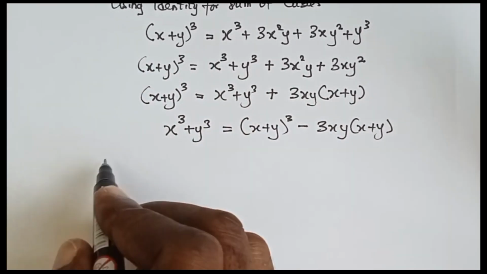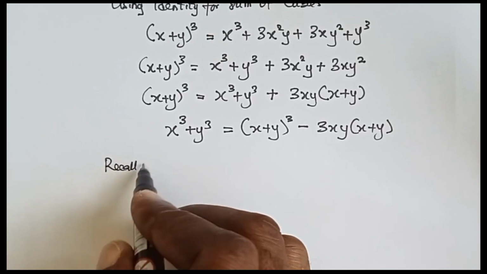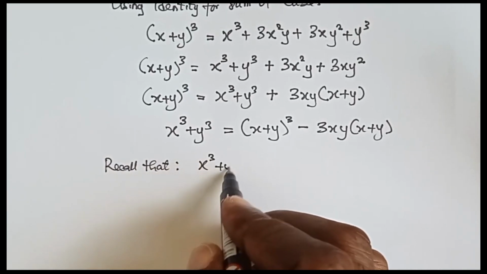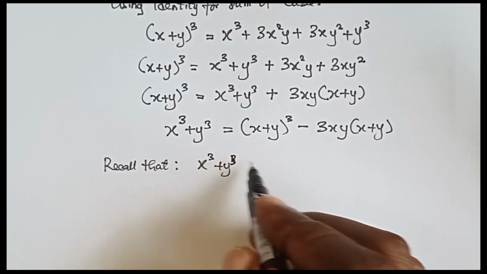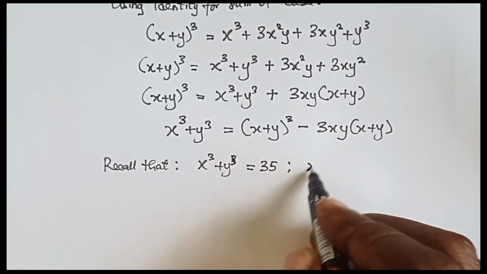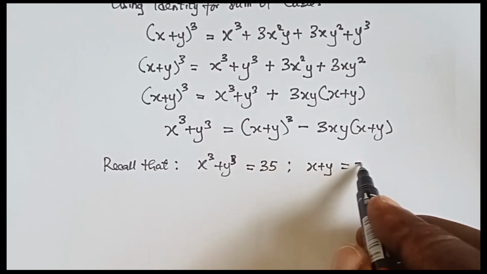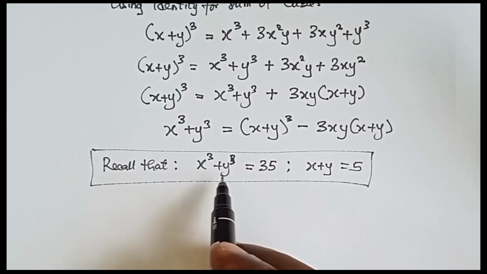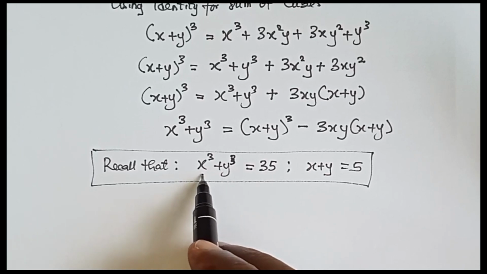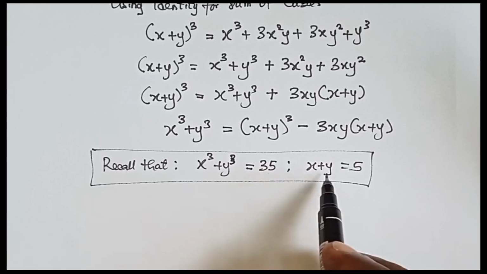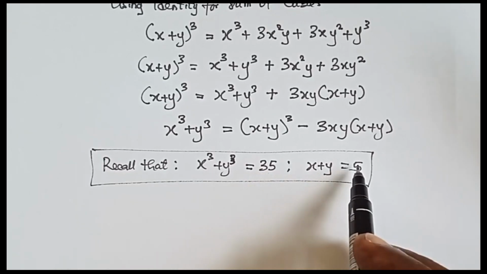From here we can recall that x cubed plus y cubed is 35. That gives our equation 1. And also x plus y equals 5. That gives our equation 2. So anywhere we see x cubed plus y cubed, we can write 35, and anywhere we see x plus y, we can write 5.